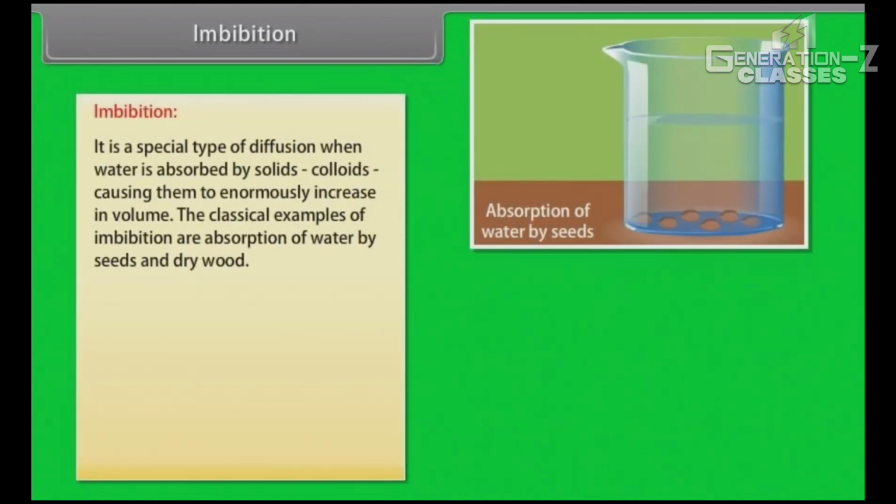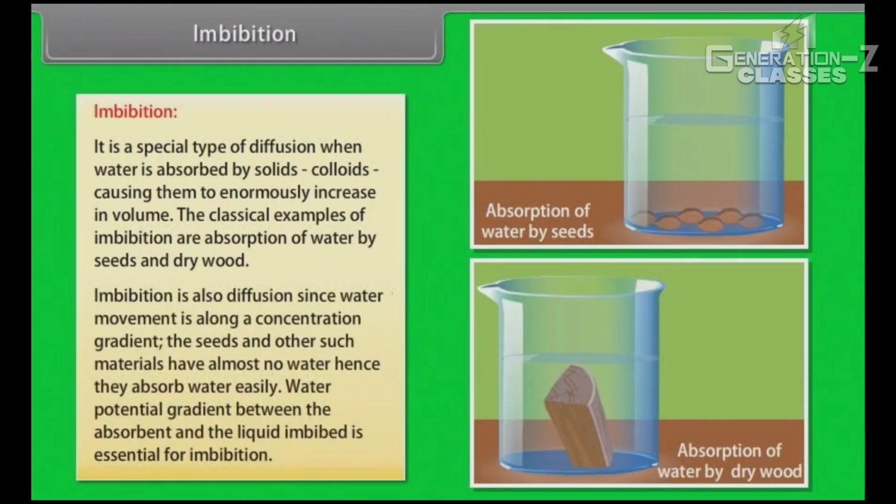Imbibition. Imbibition is a special type of diffusion when water is absorbed by solids, colloids, causing them to enormously increase in volume. The classical examples of imbibition are absorption of water by seeds and dry wood. Imbibition is also diffusion, since water movement is along a concentration gradient. The seeds and other such materials have almost no water, hence they absorb water easily. Water potential gradient between the absorbent and the liquid imbibed is essential for imbibition.